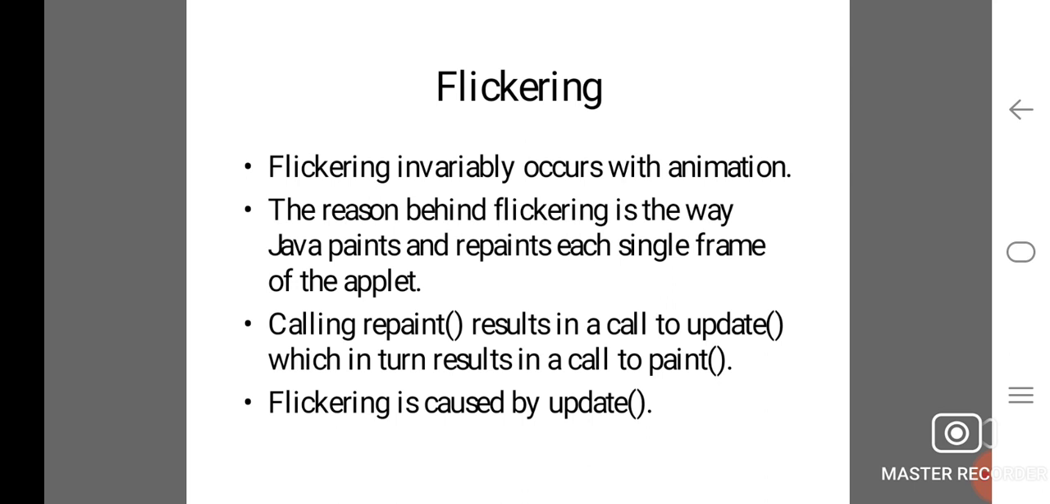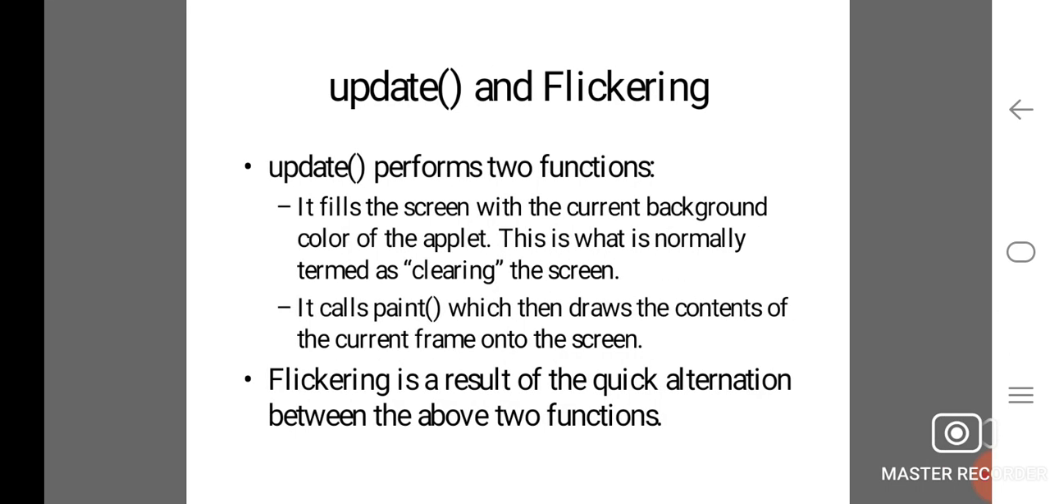Flickering. Flickering invariably occurs with animation. The reason behind flickering is the way Java paints and repaints each single frame of the applet. Calling repaint results in a call to update, which in turn results in a call to paint. Flickering is caused by update.